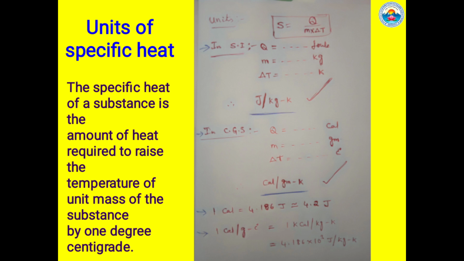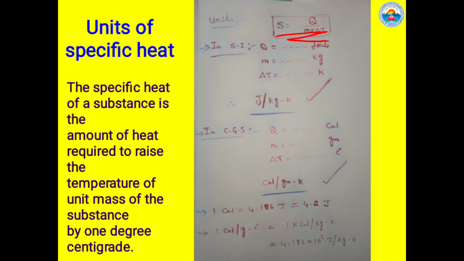From activity 5, what did we understand? Oil and water are two different substances. When we give the same heat, which one rises more? Oil rises more compared with water. From activity 6, when the mass of the substance changes, the temperature change is constant, and when the temperature changes, the mass is constant. So this is about specific heat. Okay, now from equation 3, s is equal to Q by m into delta T.